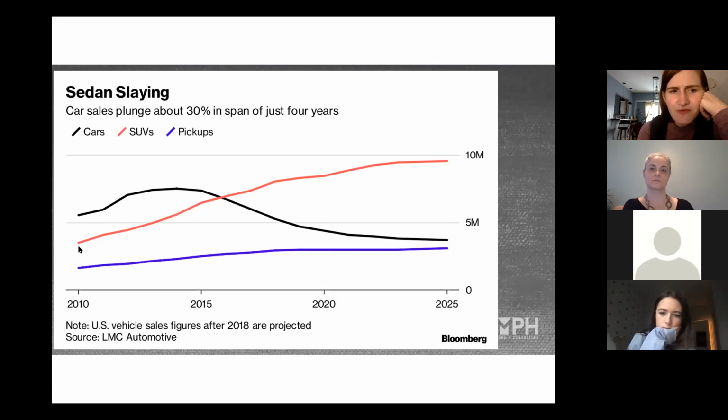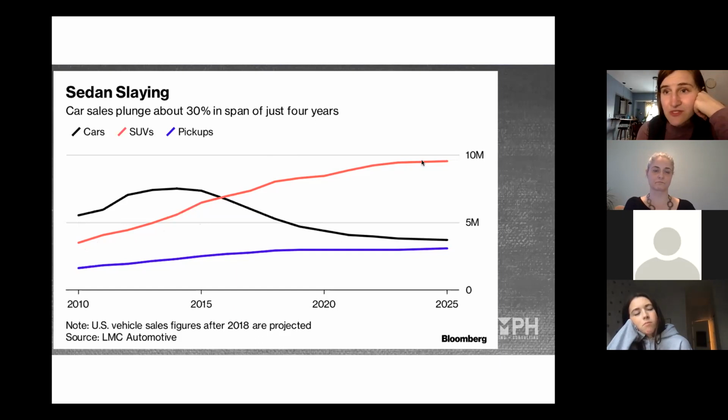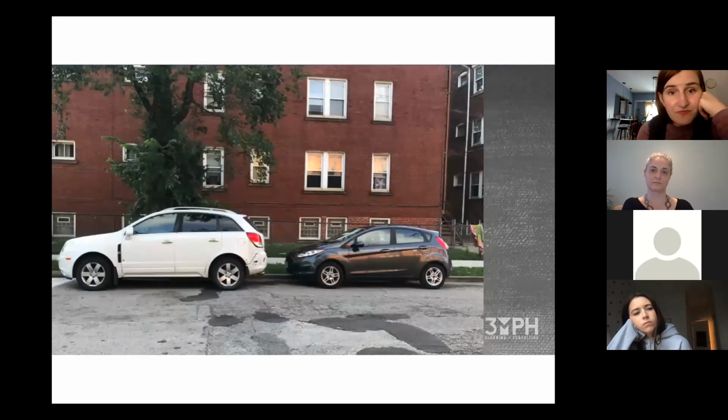If we go back to the early part of the last decade, almost 3/4 of new cars sold were sedans. Do you guys know what I mean by a sedan? Like a Honda Civic? Yeah, okay. So there's been this big reversal, and now about 3/4 of new cars sold are either SUVs or pickup trucks. Sedans have sort of gone out of style, and a lot of car companies aren't even making them anymore.